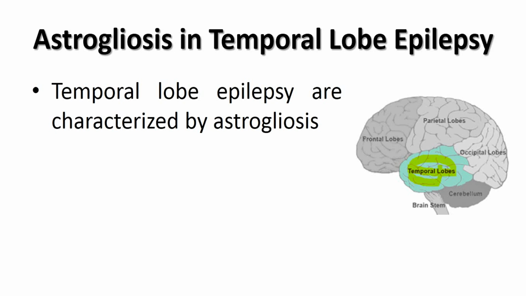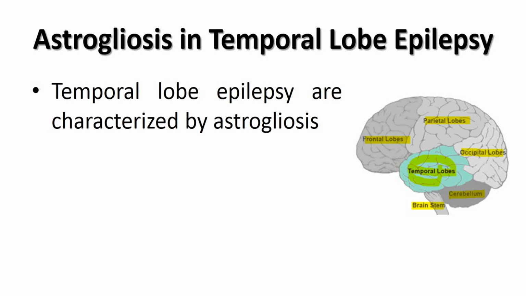Apart from that, you should be in a position to know the other lobes of the brain. This is the frontal lobe, that is the parietal lobe, and this is the occipital lobe, the cerebellum, the balance center of the brain, and this is the brain stem. So, in short, there are 4 major lobes of the brain: temporal lobe, frontal lobe, parietal lobe, and occipital lobe.